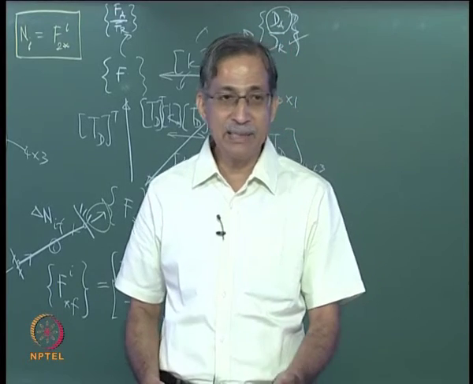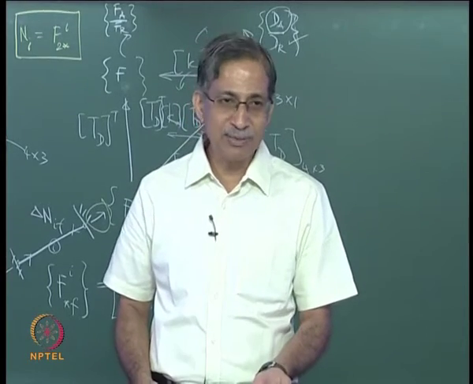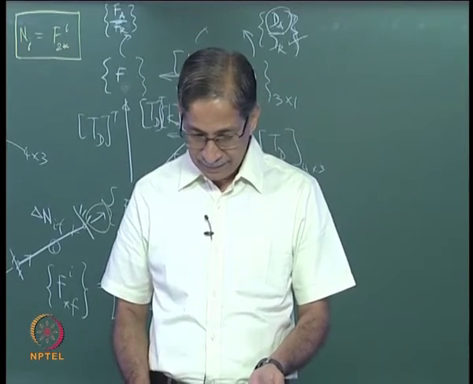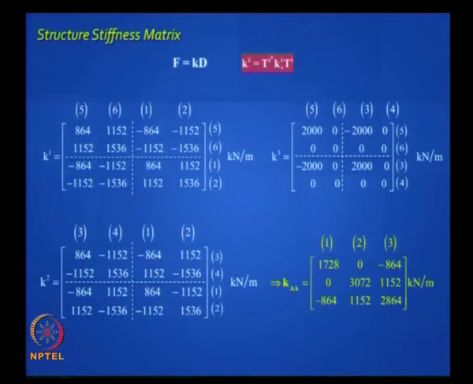You pre-multiply this with Ti transpose. You do that and you get this, okay? From this, how do I generate my final answer? So what is the size of my structure stiffness matrix? 6 by 6, right? 3 active degrees of freedom, 3 restrained degrees of freedom.